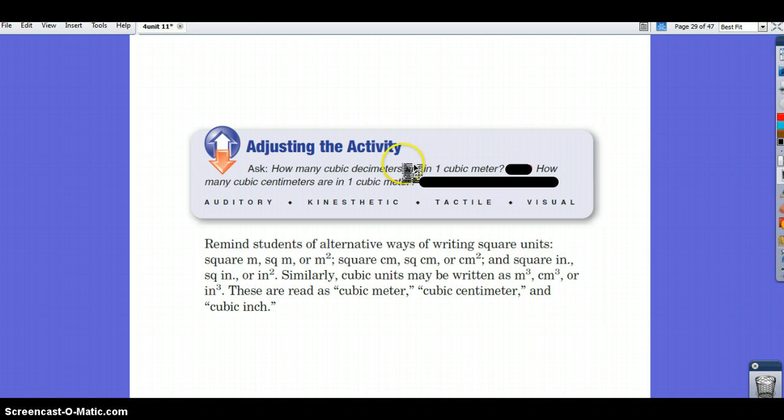So how many cubic decimeters are in 1 cubic meter? 1,000. So how many cubic centimeters are in 1 cubic meter? You need to take 100 times 100 times 100, which equals 1 million.